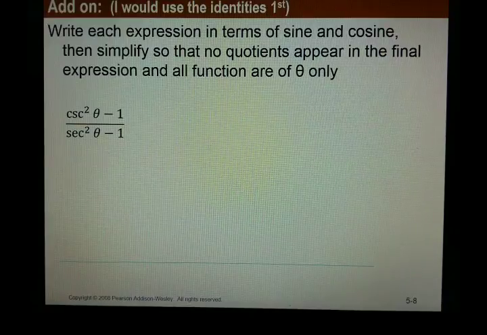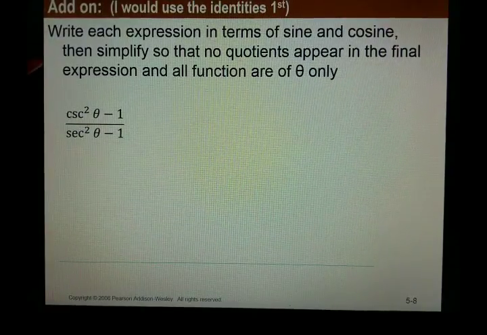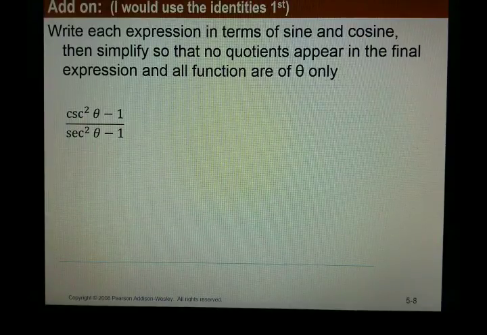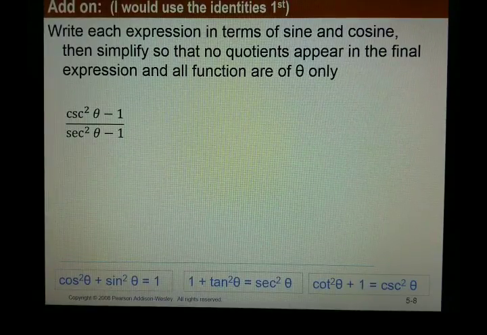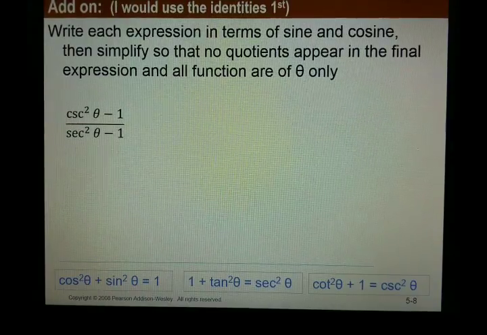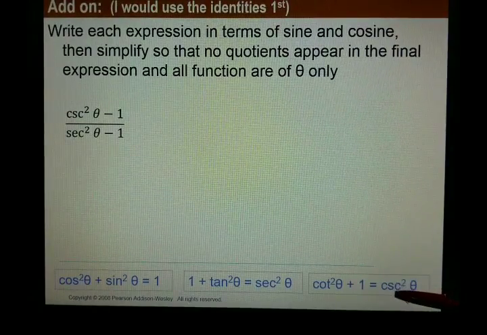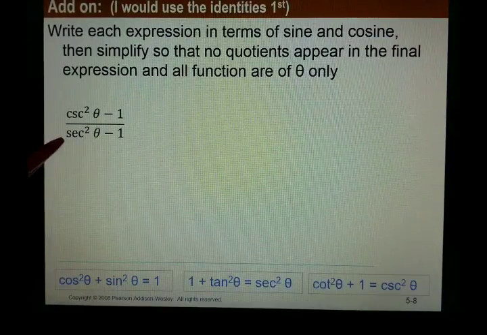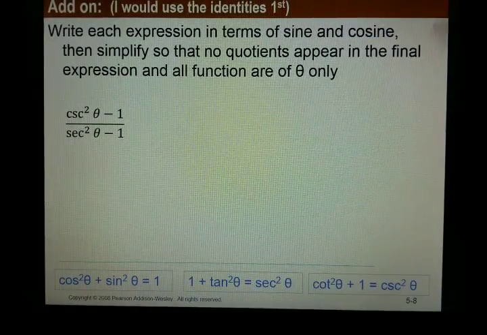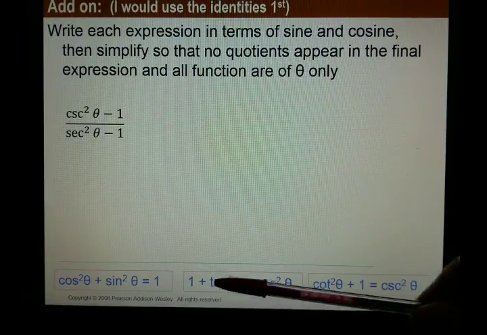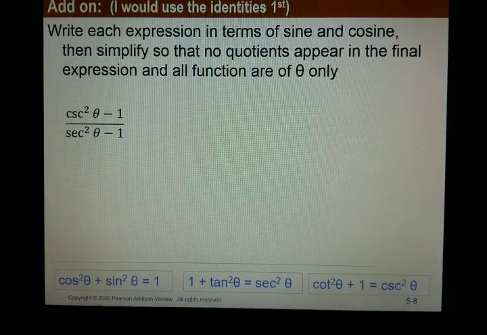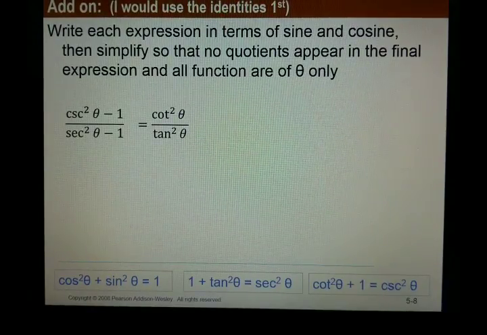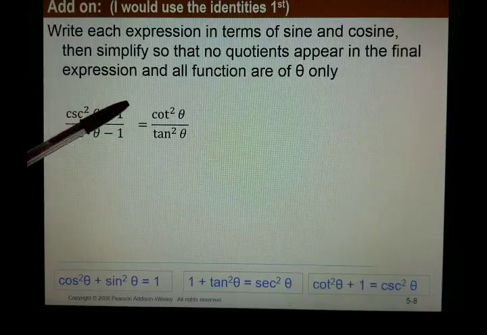All right, write the expression in terms of sines and cosines again. Simplify so that there's no quotients, and the final expression, all functions are of theta only. All right, so for my identities, cosecant squared minus 1, right here, if I had cosecant squared minus 1, that would equal cotangent squared. The denominator, if I had secant squared minus 1, well, secant squared minus 1 would have been tangent squared. So some of you might want to do it from that route. Some of you might want to rewrite it first. I personally would prefer to do it this way.